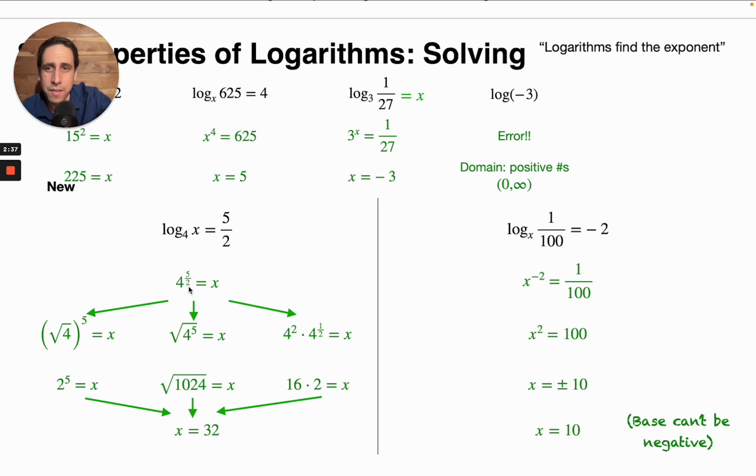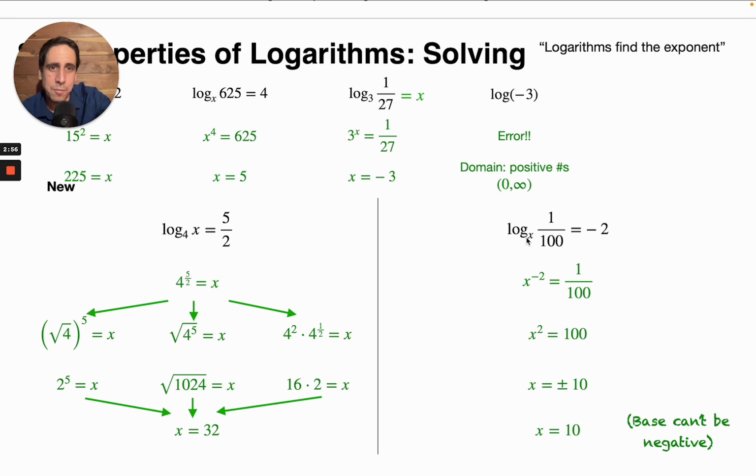You can also think of 5 halves as 2.5. So then this would be 4 to the 2nd power times 4 to the 1/2. And so 4 squared is 16. 4 to the 1/2 is the square root, and it's 2. So 16 times 2 is 32, same number.